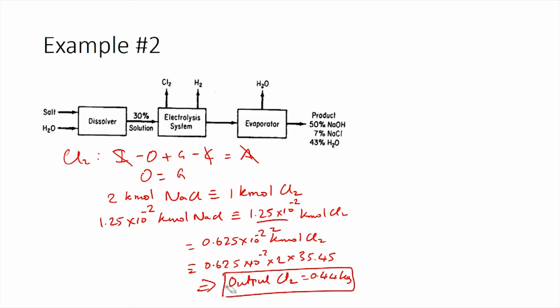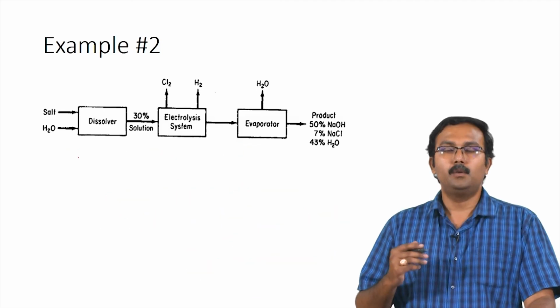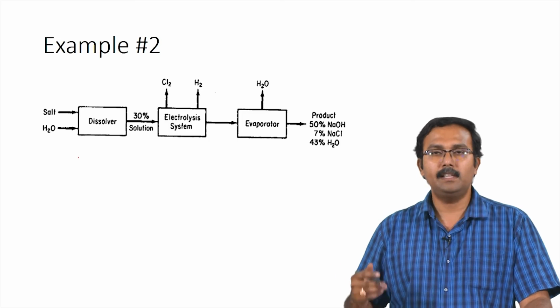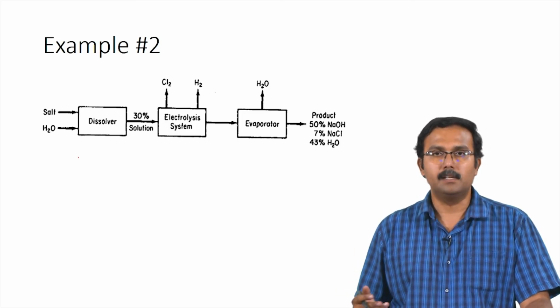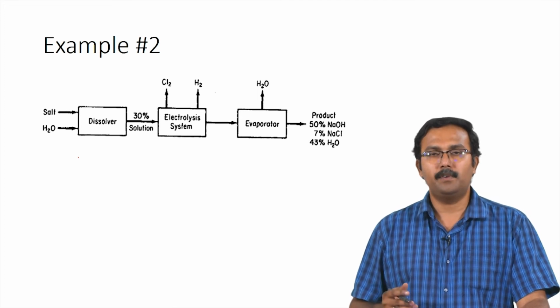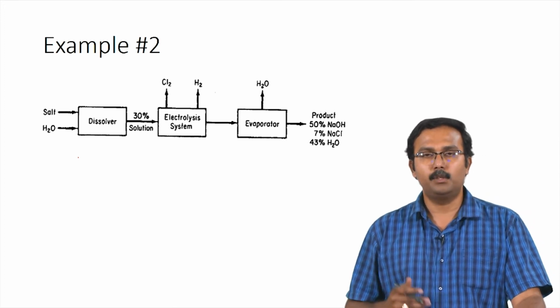So, with this we have calculated the amount of chlorine which is produced in the system per kilogram of product being formed. To calculate the amount of water leaving the evaporator as water vapor, we need to perform a water balance. We also need to identify what would be the ideal system to work with.